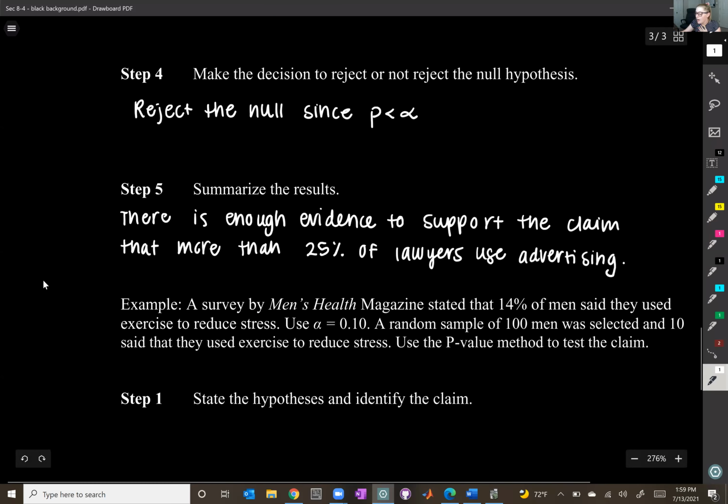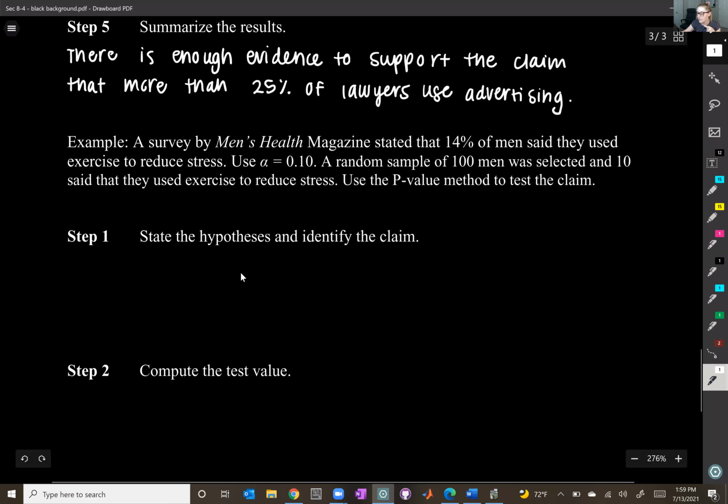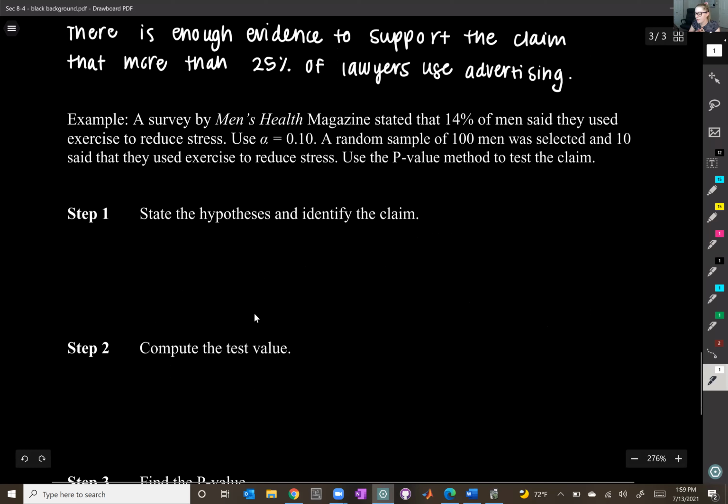Okay. So now that we did this example and the demonstration, I want you all to try this one on your own. So this says a survey by Men's Health magazine stated that 14% of men said that they used exercise to reduce stress. Use alpha equals 0.10. A random sample of 100 men was selected and 10 said that they used exercise to reduce stress. Use the p-value method to test this claim.